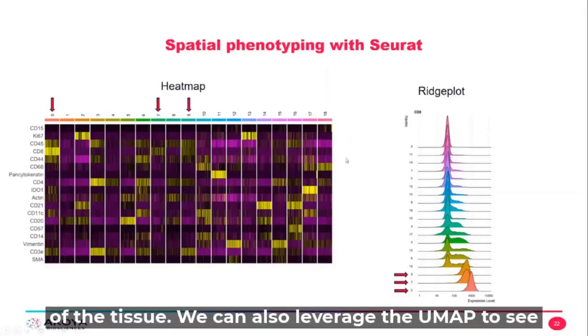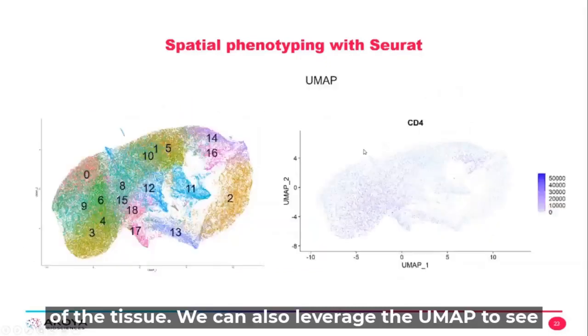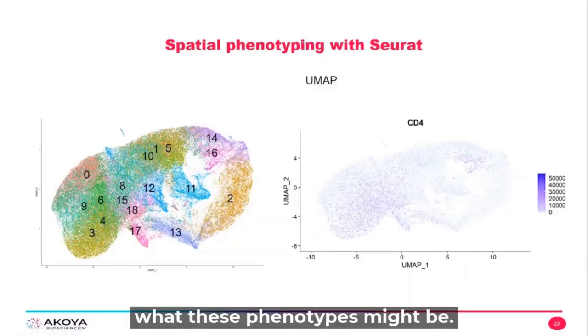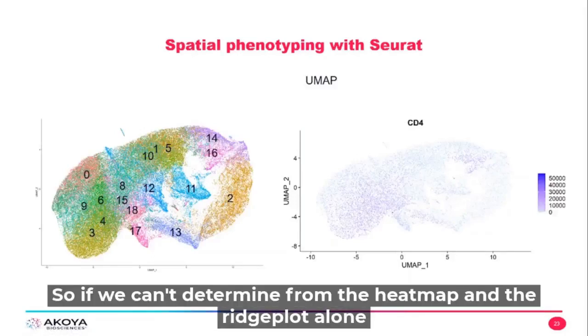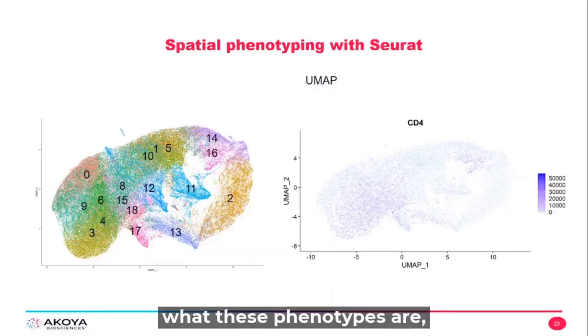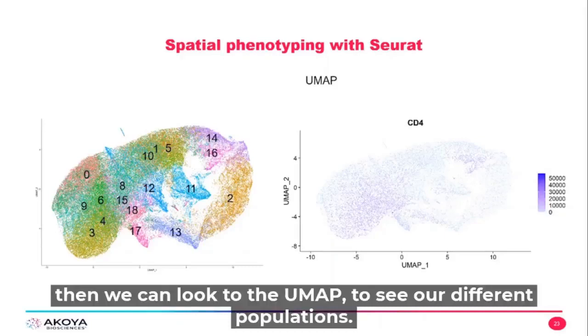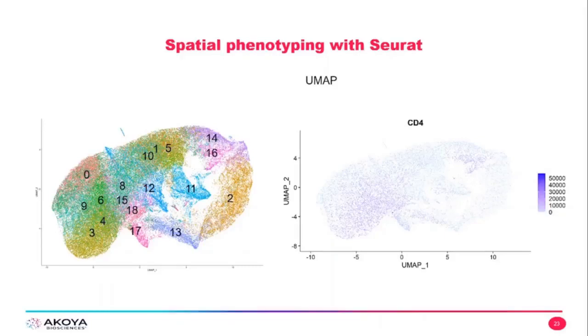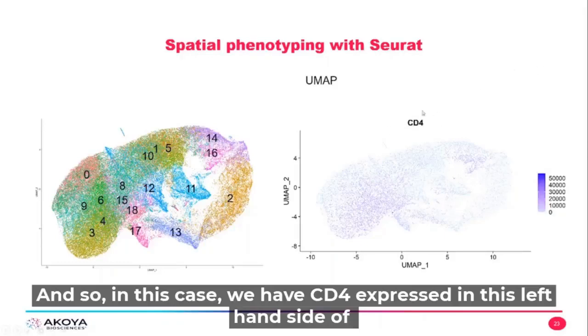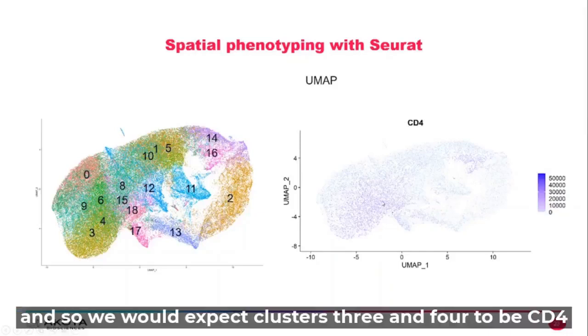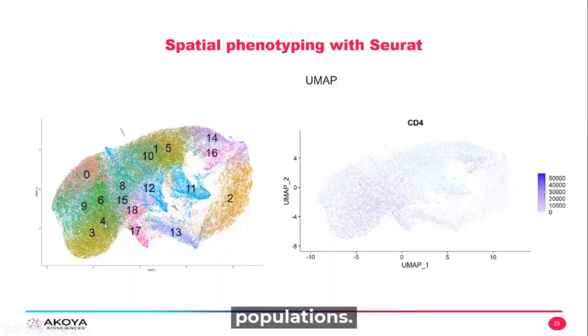We can also leverage the UMAP to see what these phenotypes might be. So if we can't determine from the heat map and the ridge plot alone what these phenotypes are, then we can look to the UMAP to see our different populations. And so in this case, we have CD4 expressed in this left-hand side of the UMAP. And so we would expect clusters 3 and 4 to be CD4 populations.